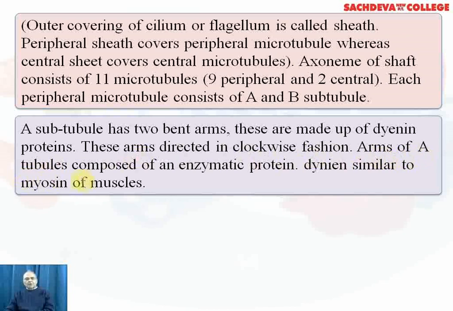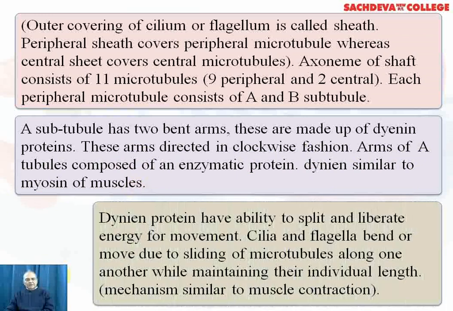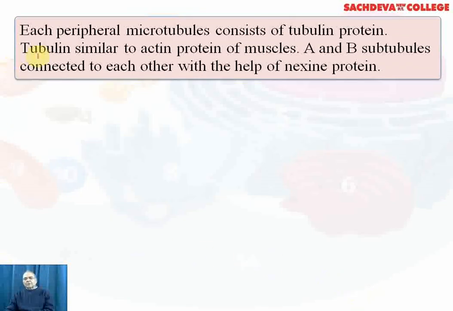Arms of A tubules are composed of an enzymatic protein, dynein, similar to myosin of muscles. Dynein protein has the ability to split ATP and liberate energy for movement. Cilia and flagella bend or move due to sliding of microtubules along one another while maintaining their individual length. The mechanism is very similar to muscle contraction. Each peripheral microtubule consists of tubulin protein. Tubulin is similar to actin protein of muscles.